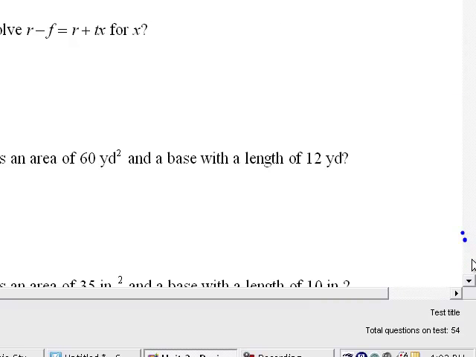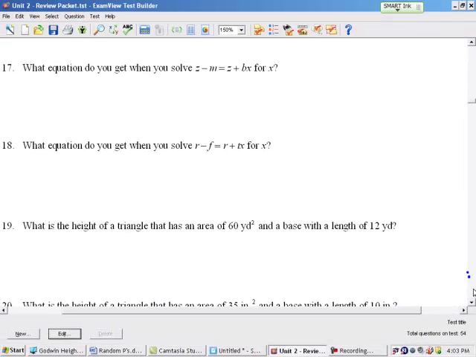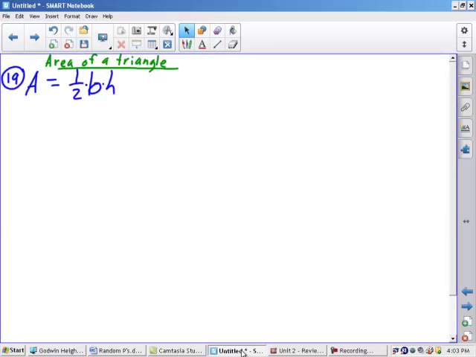"60 square yards," here we go, and a base with a length of 12 yards. So if I go back over, my area of a triangle equation is A equals 1/2 B times H. And so what I can do is plug in the things that I know. I know the area is 60. Don't worry about the square yards. That's just a unit measure.